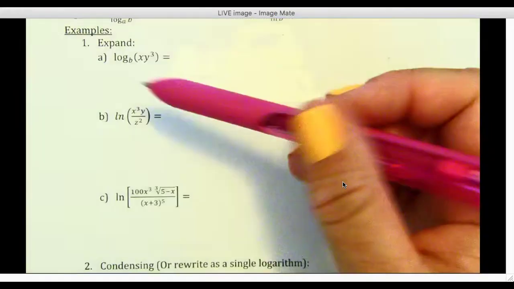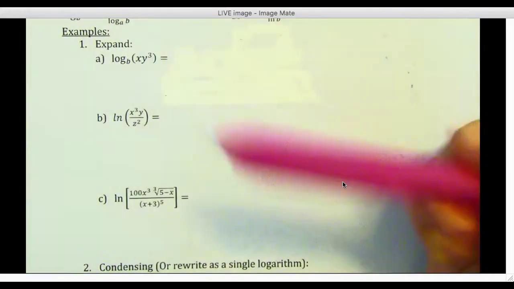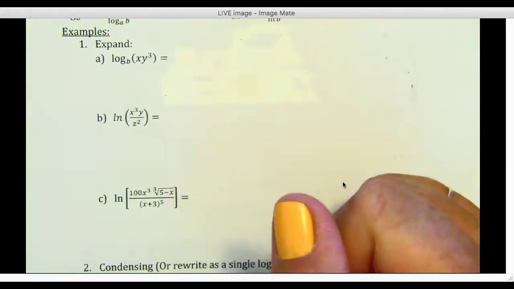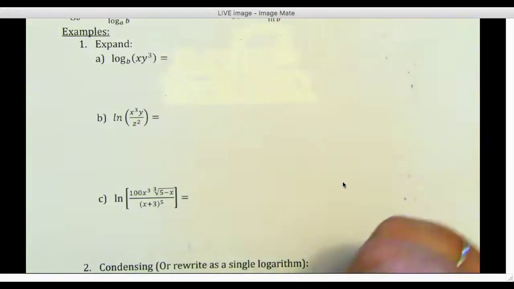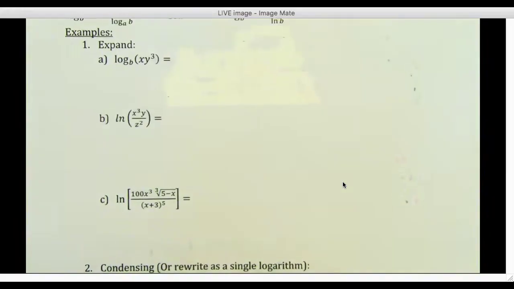I have these three examples that are asking me to expand this logarithm. And you can see a bunch of white out here. I started this video and then wasn't able to finish it, so I whited that out. That's why it looks a bit funny here.